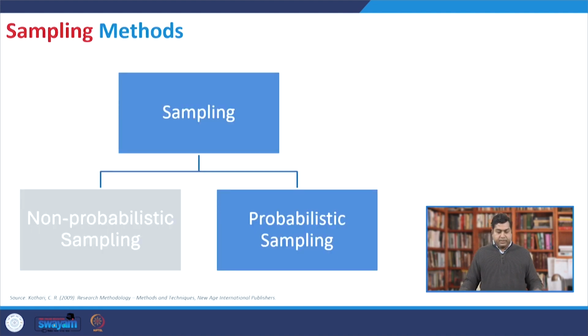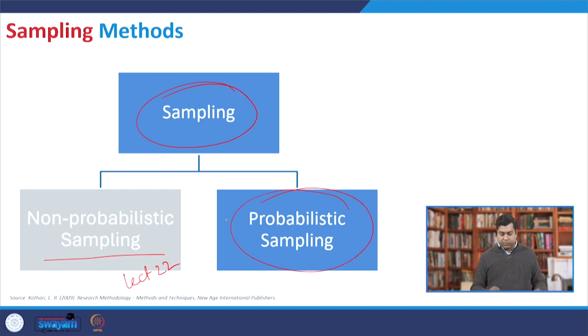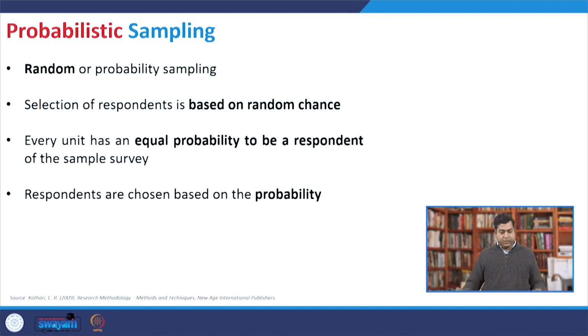See, this is the common slide that we used in our previous lecture, that sampling can broadly be classified into two. One is non-probabilistic sampling, which we discussed in our lecture 22, and now we will be focusing on probabilistic sampling. We take the same example of a population of 20, and then we will try to understand it. Now, what is probabilistic sampling?